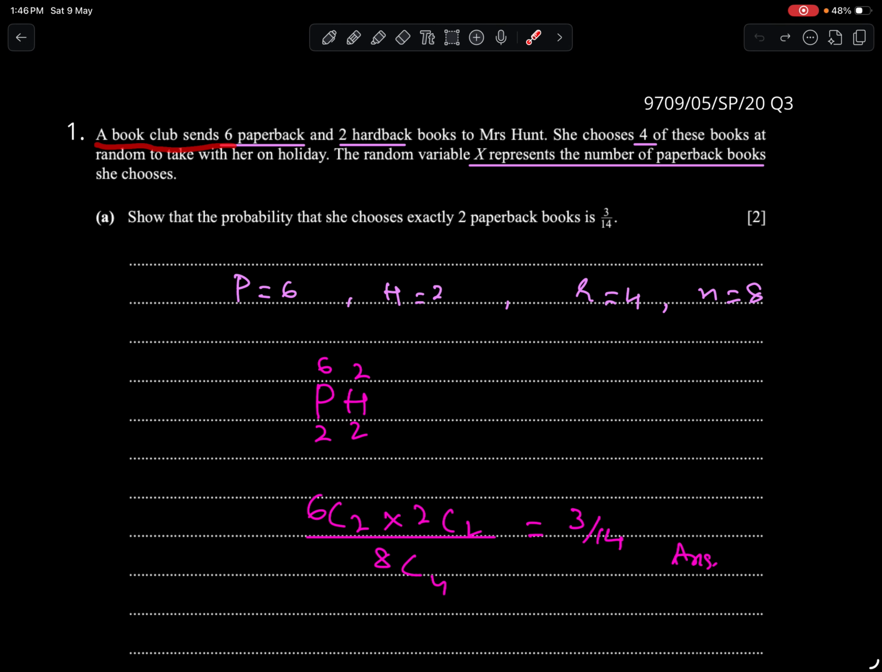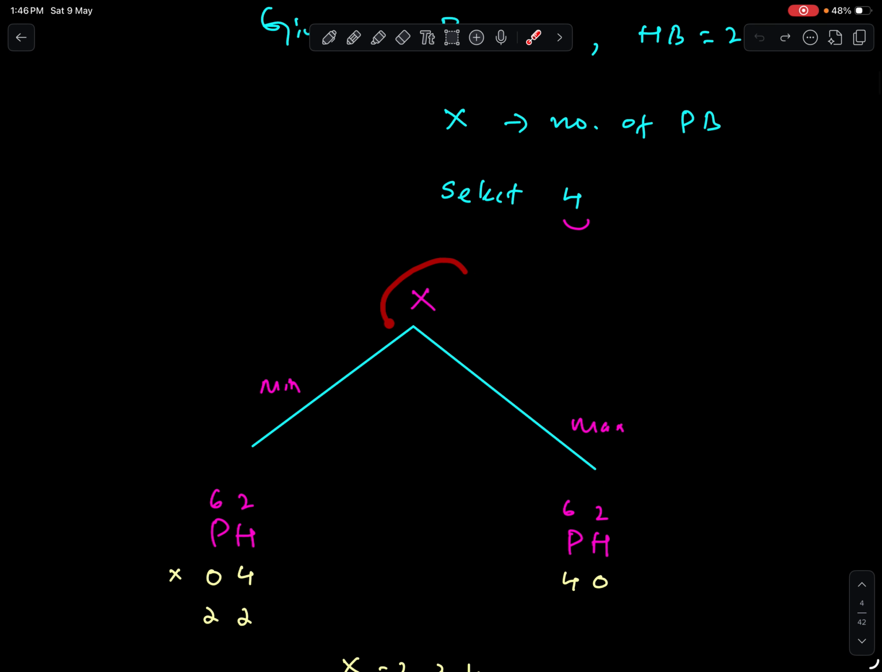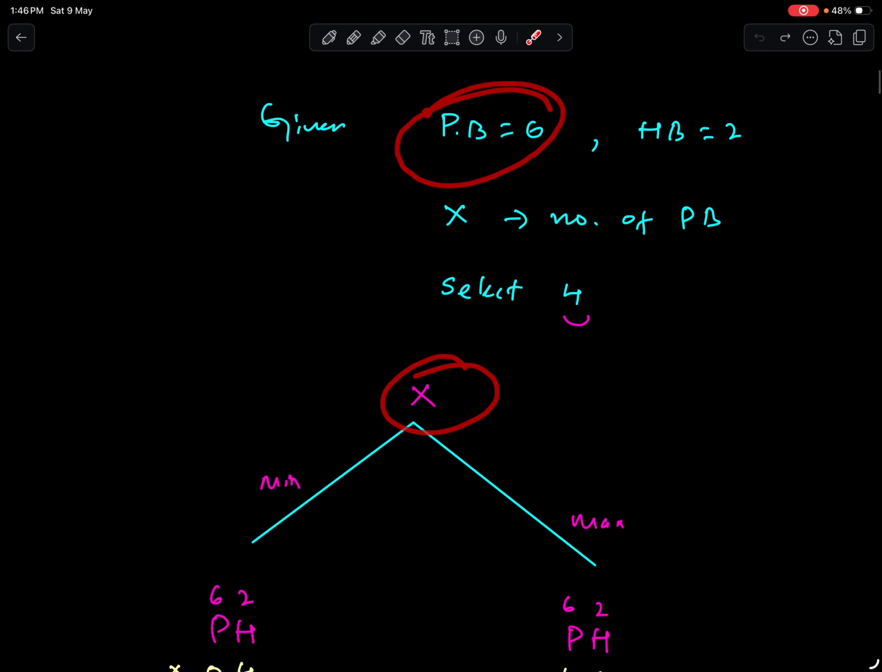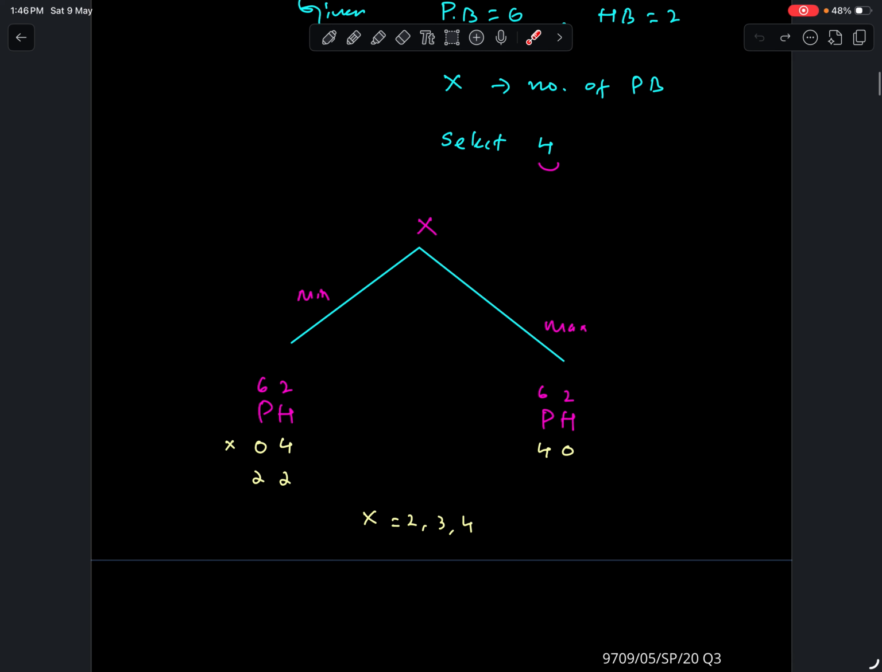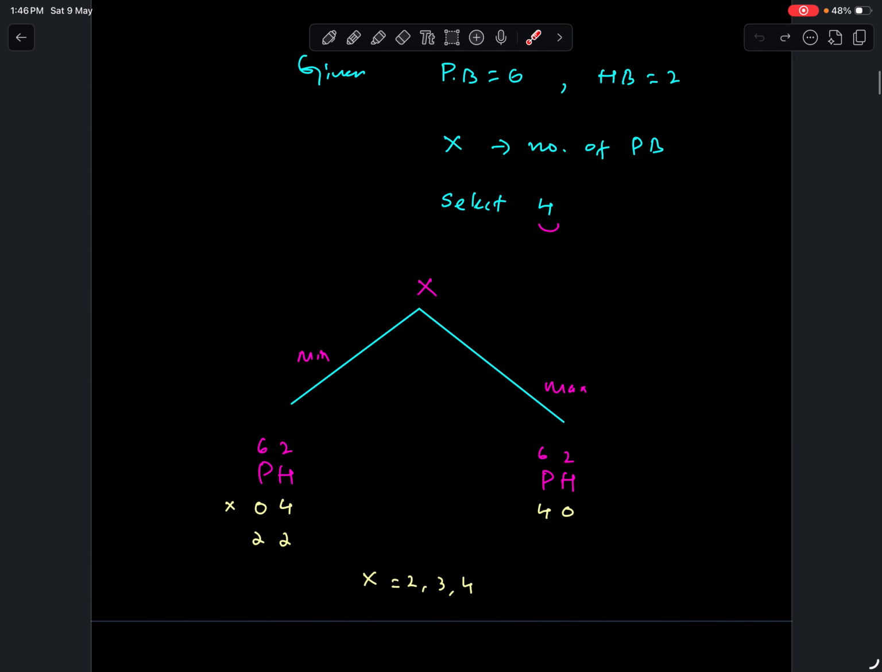A book club sends 6 paper bag and 2 hard bag to Mrs. Hunt, and she chooses 4 of these books at random. X represents the number of paper bag. Alright, paper bag, PB. So X represents PB. This is X. Now, how to choose the values of X? So paper bag, hard bag. Now write the numbers here.